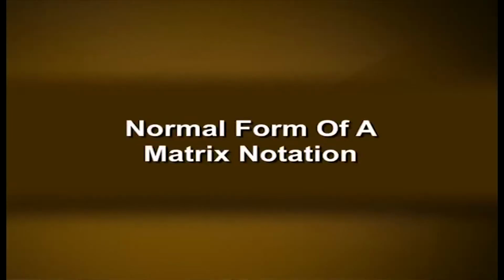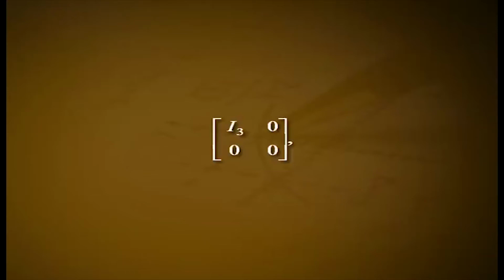Normal form of a matrix, notation. The matrix 1 0 0 0, 0 1 0 0, 0 0 1 0, 0 0 0 0 is denoted by I3 0 0 0, where I3 is the 3 by 3 identity matrix, and 0 on the right of I3 is the 3 by 1 column zero matrix, 0 below I3 is the 1 by 3 zero row matrix, and the remaining 0 is the 1 by 1 zero matrix.